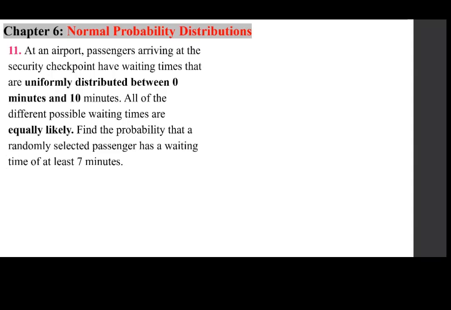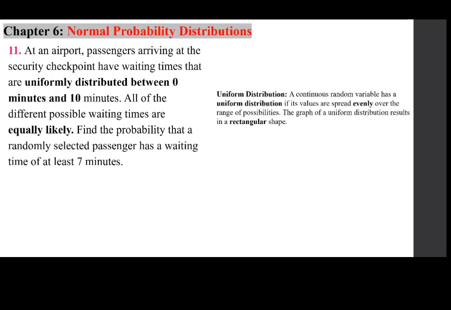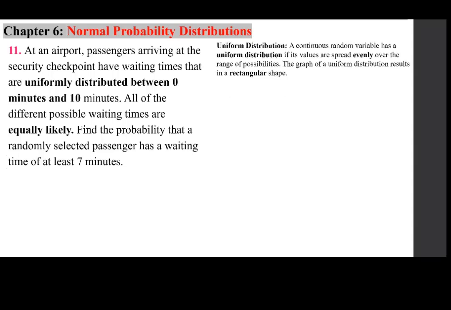At an airport, passengers arriving at the security checkpoint have waiting times that are uniformly distributed between 0 minutes and 10 minutes. All of the different possible waiting times are equally likely. Find the probability that a randomly selected passenger has a waiting time of at least 7 minutes. Let's figure out what we're discussing, the concept of a uniform distribution.